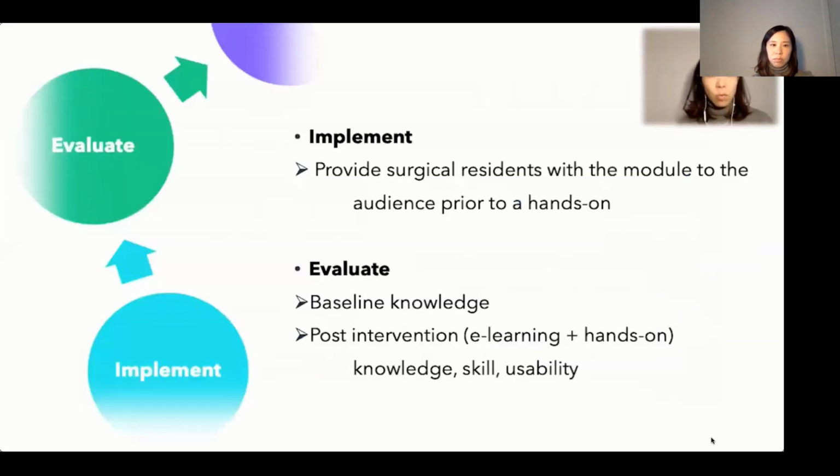Considering EDI, we still have implementation and evaluation to go. Actually, we already conducted a study in October, providing this material prior to the hands-on training and evaluating their knowledge, performance, and the usability of the model. Now we are analyzing the data, so I hope I can show the results of the study next time.